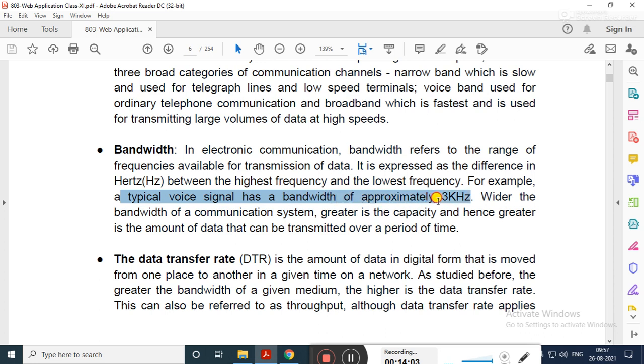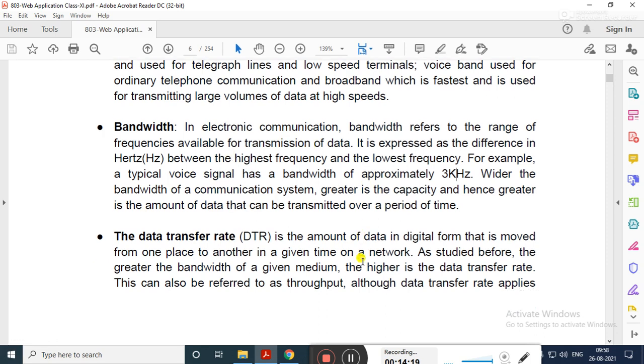This type of question may come: what is the approximate voice signal bandwidth, 3, 4, 5, or 6? The right option is 3 kilohertz. The wider the bandwidth of the communication system, the greater the capacity, and hence the greater the amount of data that can be transmitted in a period of time.